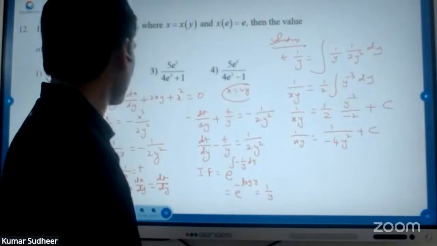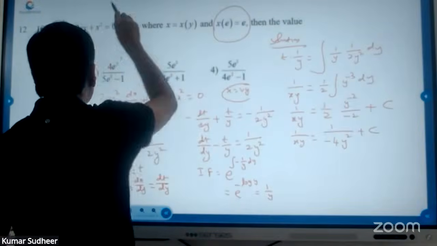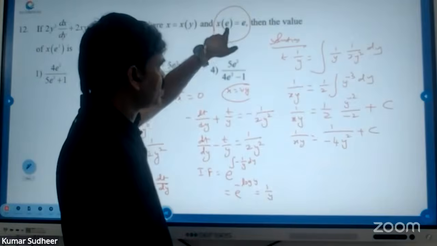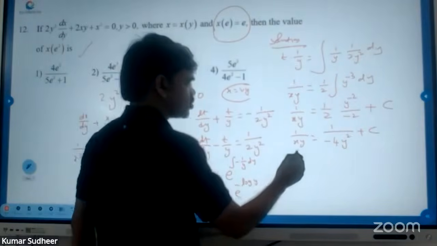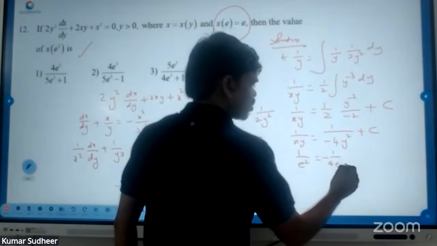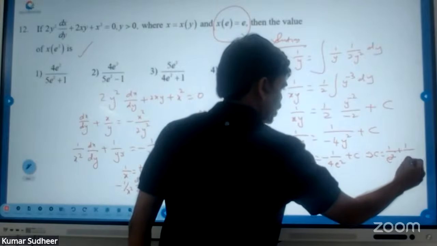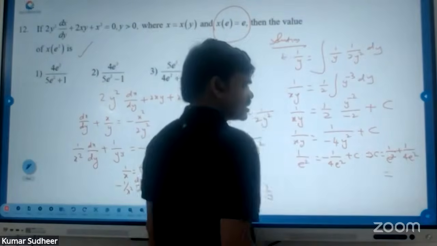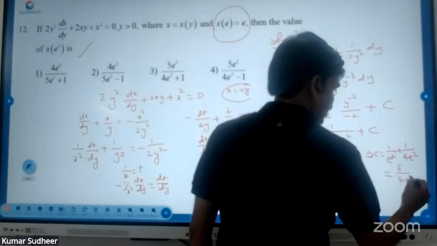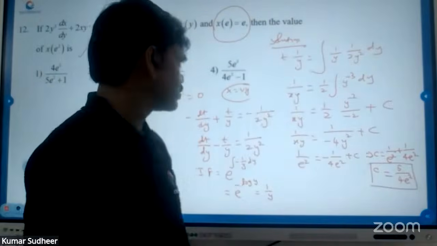We have solved the equation. Now, what they asked actually: the initial value given is x of e equal to e, and they're asking x of e squared. So when x equal to y equal to e, x value is directly substituted: 1 by e squared is equal to minus 1 by 4e squared plus c. So c value is 1 by e squared plus 1 by 4e squared, that is equal to 4 plus 1, 5 by 4e squared. So we got the value of c.